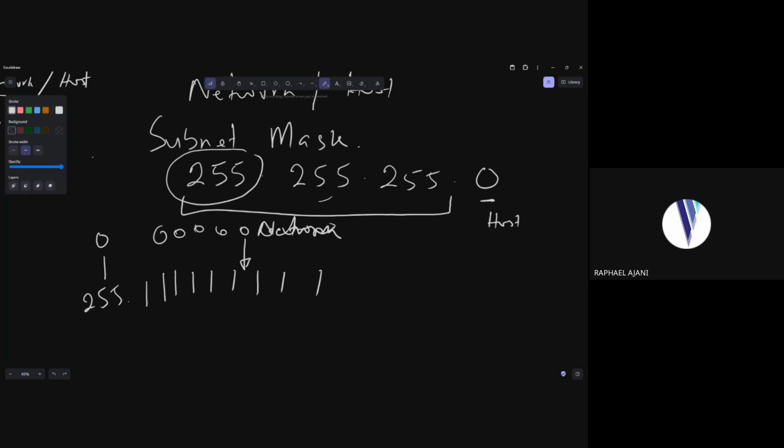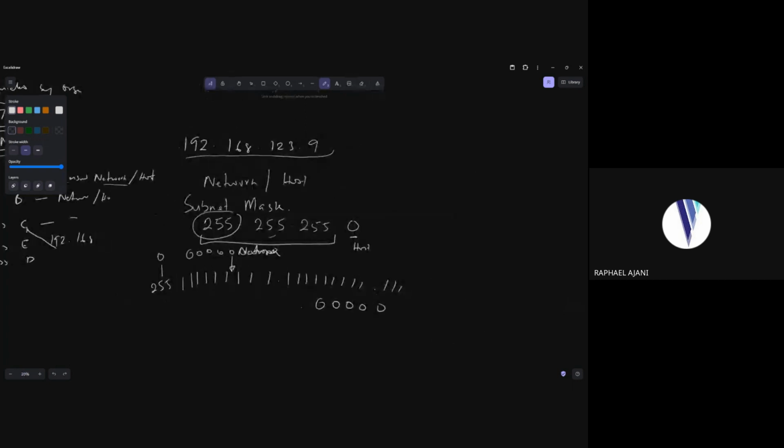So if I need to write this network mask in binary, I put a dot here and say 11111111.11111111.11111111, and the last one will be .00000000. So what the subnet mask does is tell us which part of this IP address is the network segment.